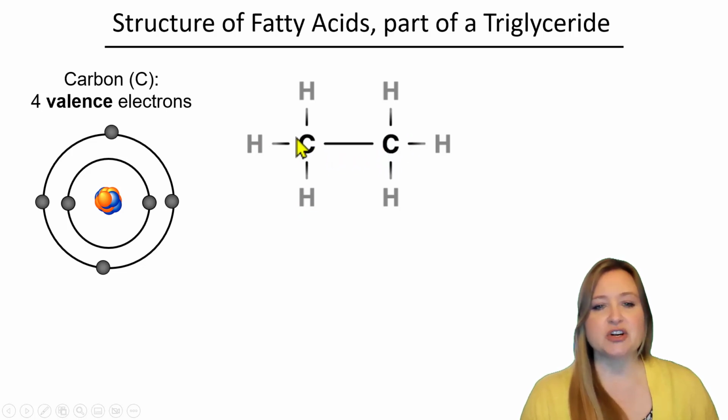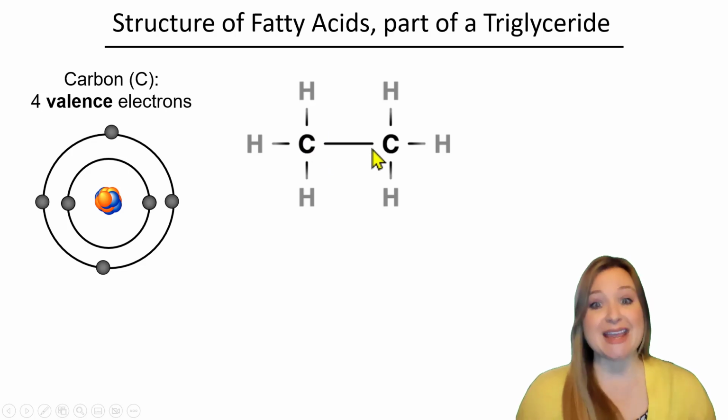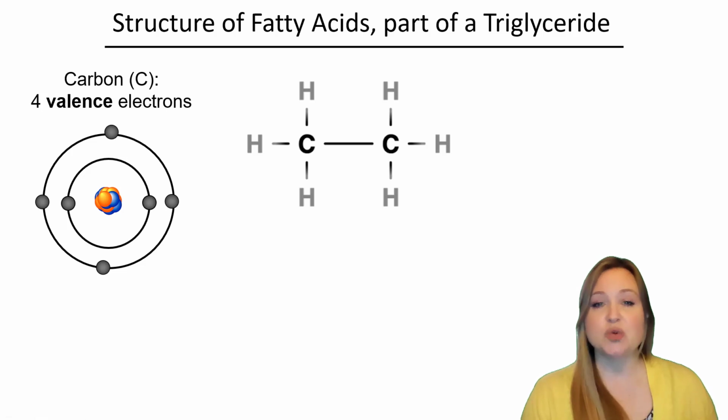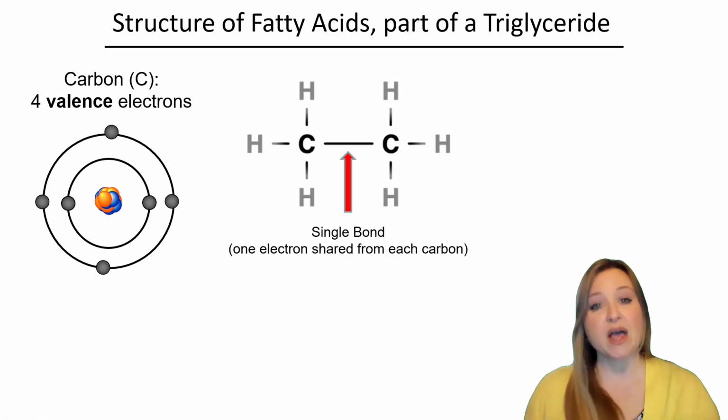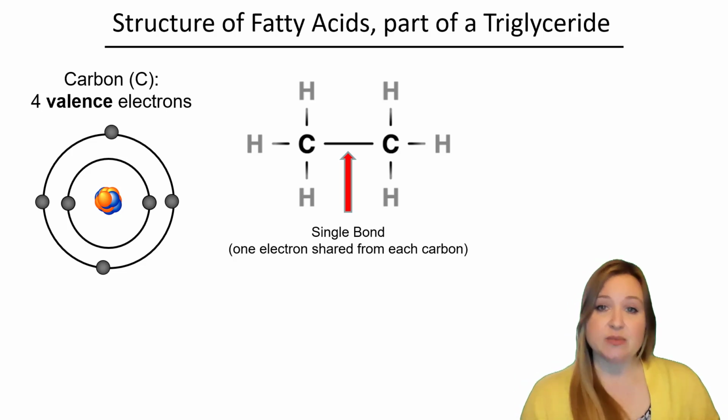So carbon here starts out with 4 of its own, and it shares 1, 2, 3, 4. Okay, so now it has a maximum of 8 in its outermost shell. Now it's called a single bond when each atom shares 1 of its electrons with the adjacent atom. Okay, so all of the bonds shown here are single bonds, and we note that by doing a single line in between the two atoms.